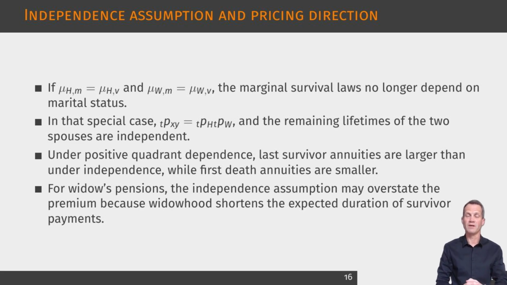When the widowhood effect is present, this benchmark is no longer valid, and the direction of the pricing bias depends on the product. Positive quadrant dependence increases the probability that both spouses are alive together, which tends to increase last survivor values relative to the independence formula. By contrast, it decreases the expected duration of first death annuities relative to independence, because these annuities stop when the first death occurs and joint survival behaves differently.